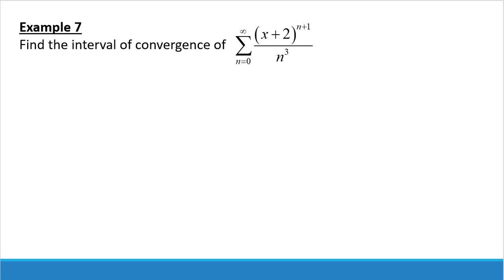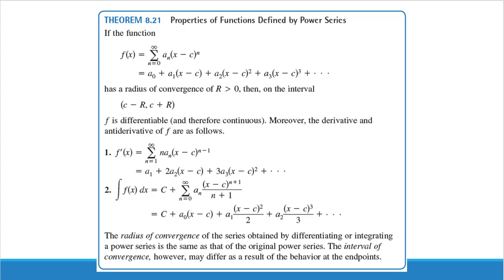So say I have a power series here, and I have a certain radius of convergence. If it's differentiable, and we can take the antiderivative, the radius of convergence of those series, by either differentiating or integrating, is the same as the original power series. But the interval of convergence may change depending on the behavior at the endpoints. So again, you still want to check the endpoints. So let's do an example having to do with that.